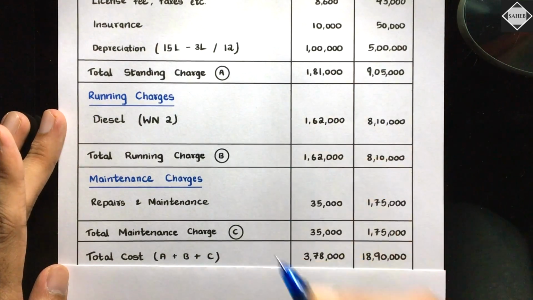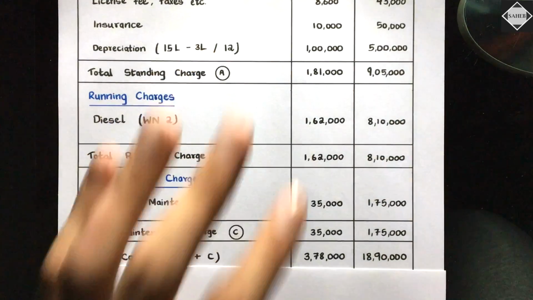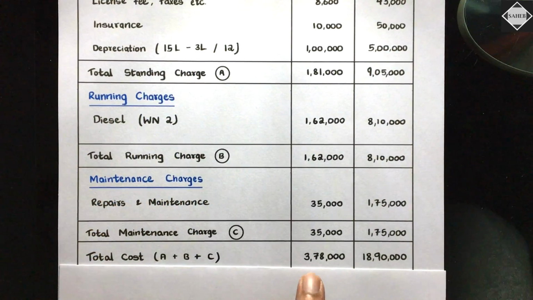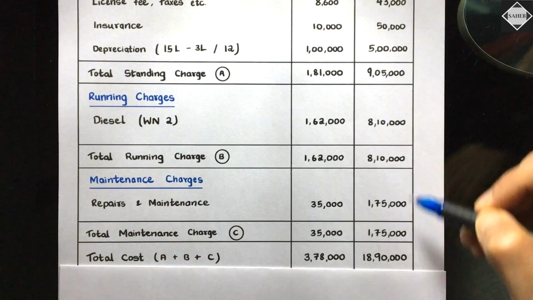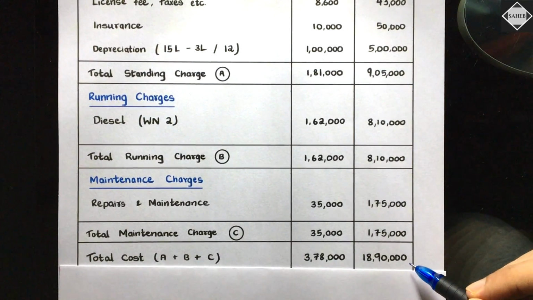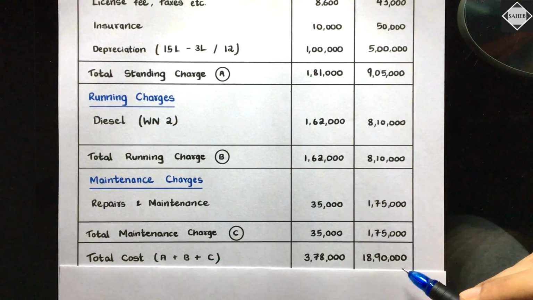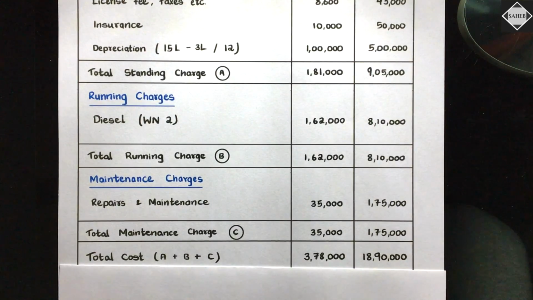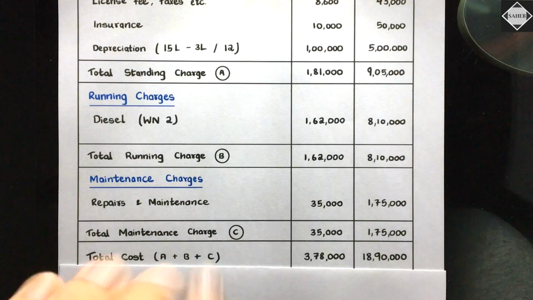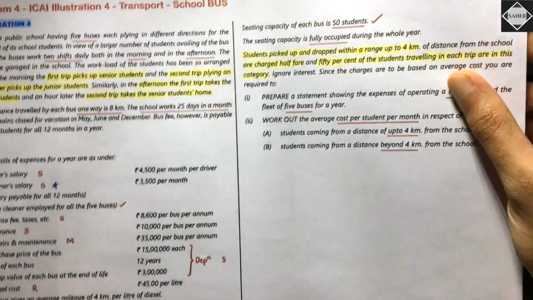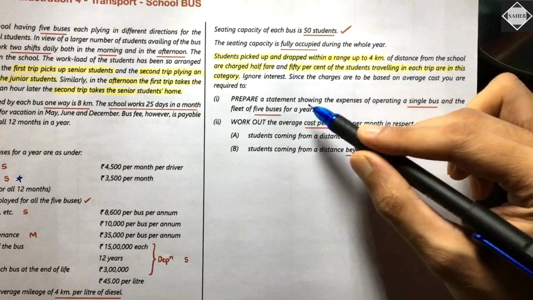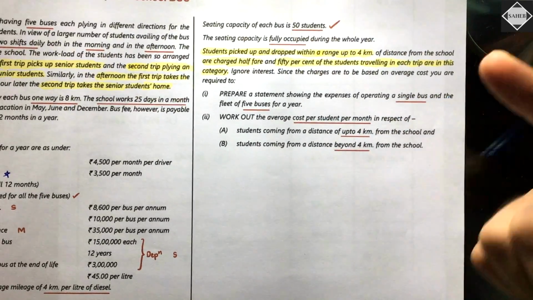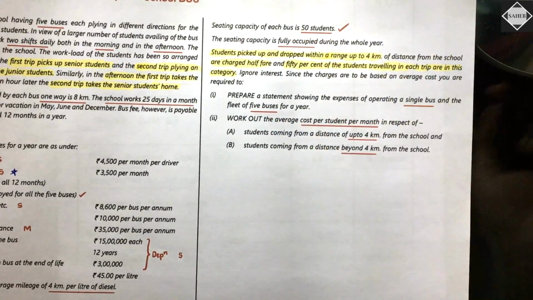A plus B plus C. 1,81,000 plus 1,62,000 plus 35,000, that's equal to 3,78,000. And here 9,05,000, 8,10,000 plus 1,75,000, that's equal to 18,90,000. Is this clear? Okay. So till here, if you look into the question, your first requirement is over. There were 2 requirements, no? The first requirement is over, showing the expenses of operating a single bus and the fleet of 5 buses.